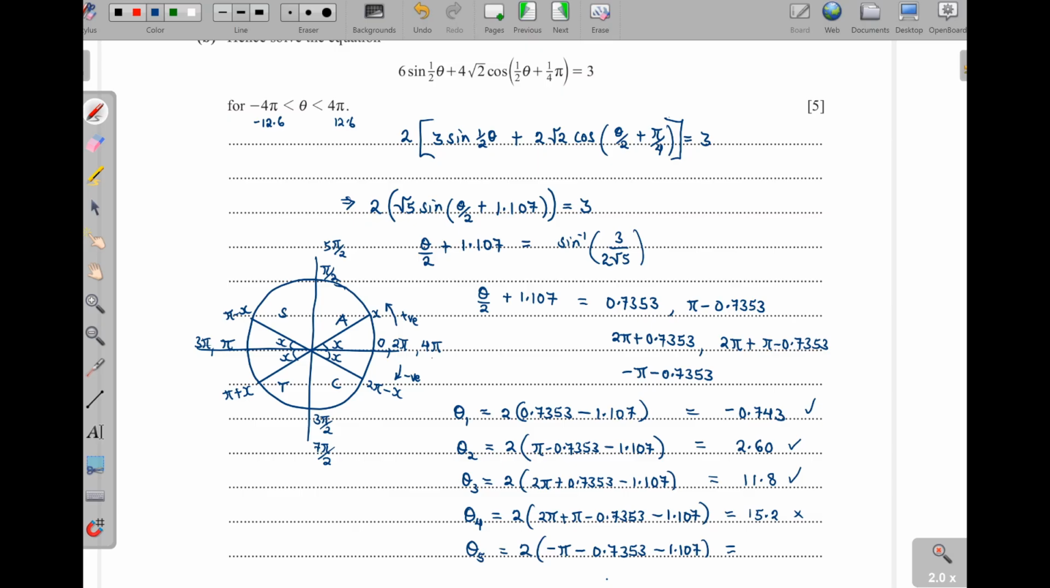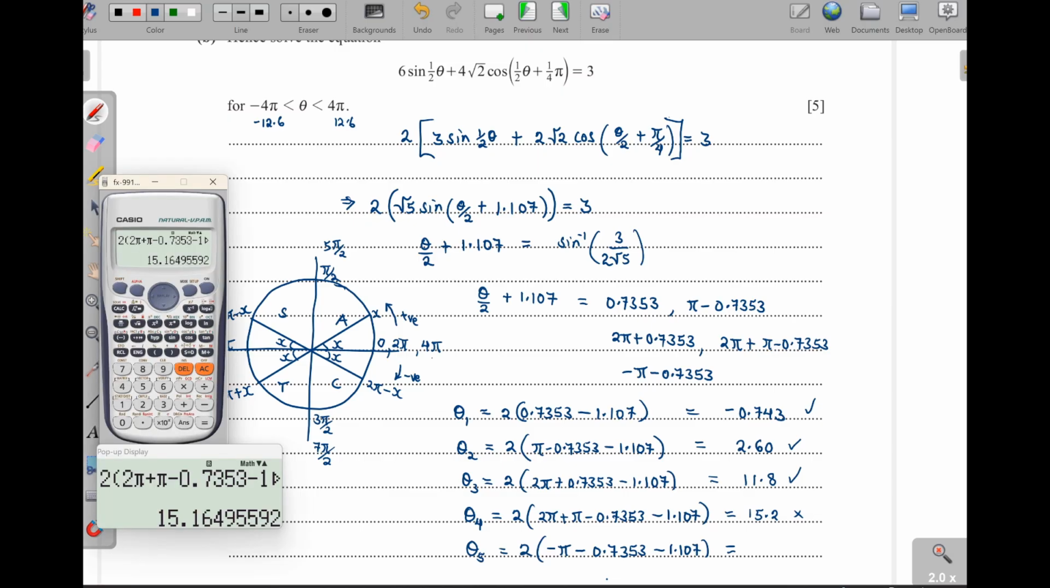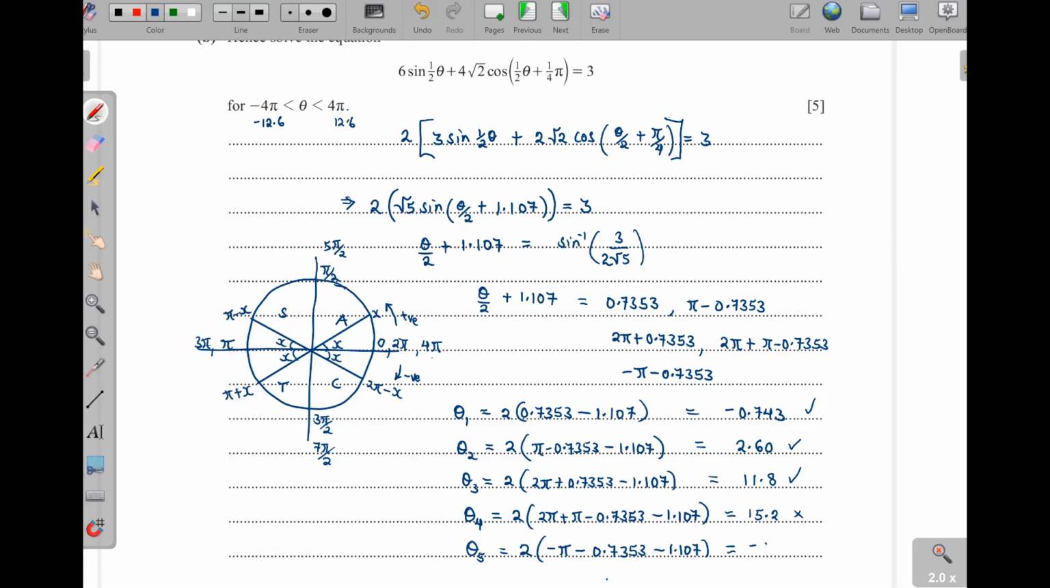Now what do we get? So coming to this one, we are having negative pi. So I'll have the negative pi, then minus this, and then the rest. So we get negative 9.97. Okay, so even this one lies within here.